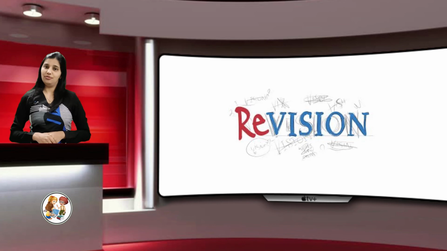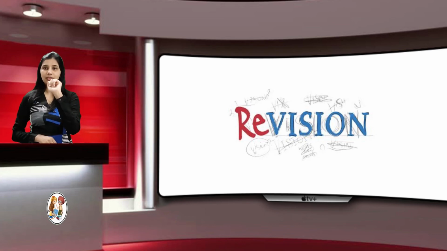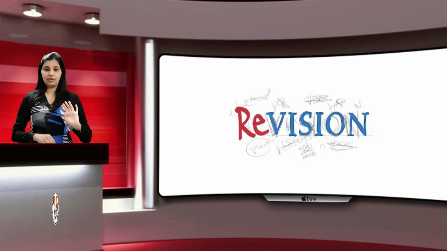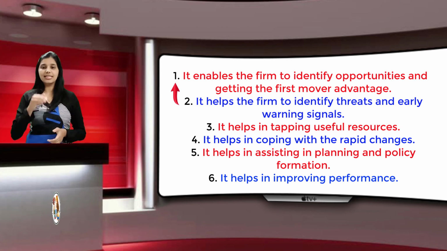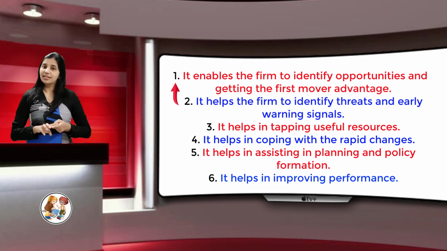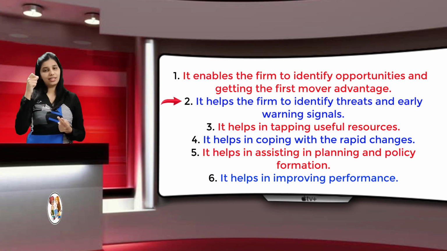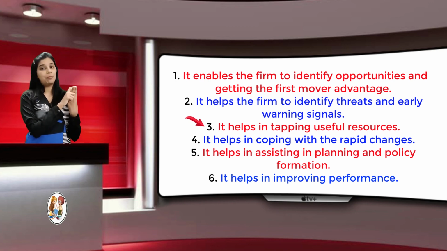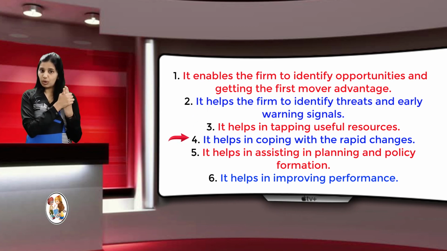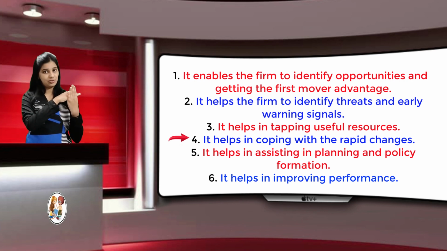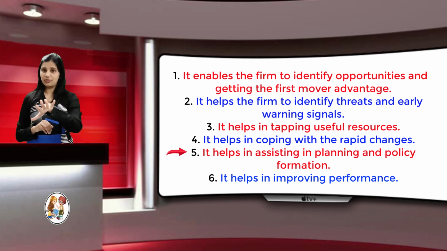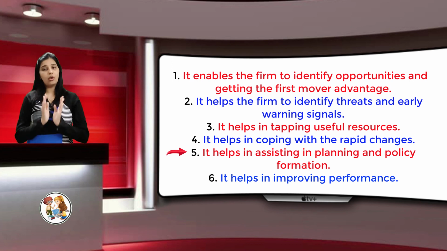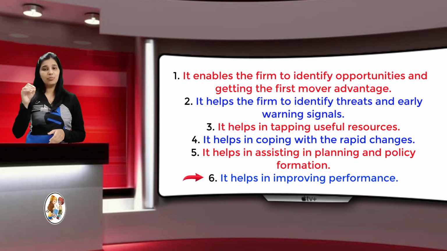So the first point is, anyone, what we learned? It identify the getting first, yeah, correct. So the first point we learned is, it enables the firm to identify opportunities and getting the first mover advantage. The second point is, it helps the firm to identify the threats and early warning signals. The third point we learned, that is, it helps in tapping the useful resources. The fourth point is, it helps in coping up with the rapid changes. Fifth point which we learned is, it helps in assisting the planning and the policy formation. And the last but not the least, the point is, it helps in improving the performance.